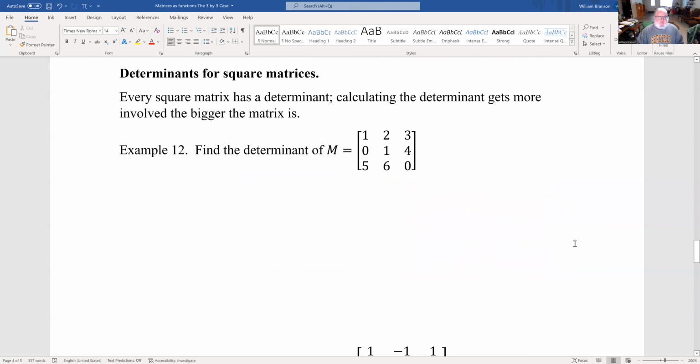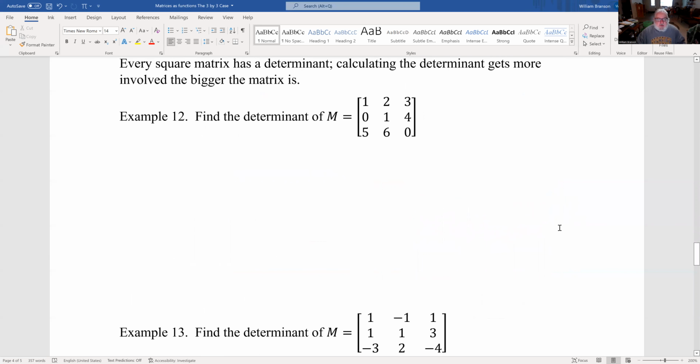So finally, determinants for a square matrix. Every square matrix has a determinant, but computing it gets more involved the bigger the matrix is. If this was 312, the linear algebra class, we would go into this in detail, but I'll at least show you how to find the determinants of these things. So this was the first matrix. These turned out to all be linearly independent, right? This is the matrix from the first example. So how do we find the determinant?